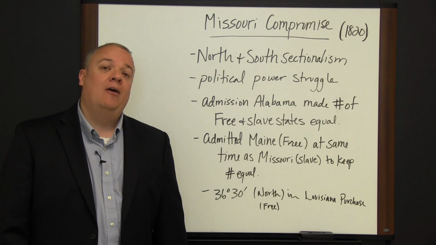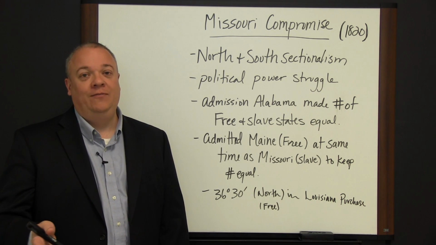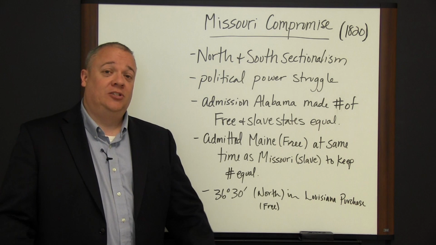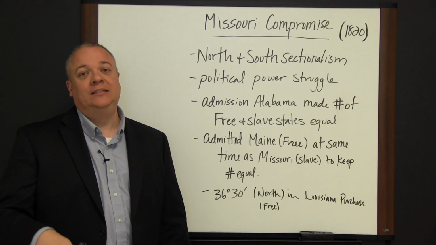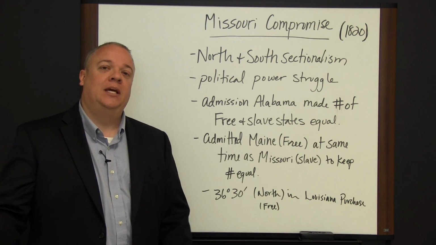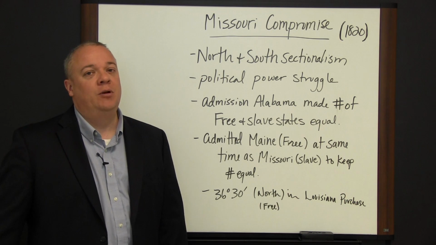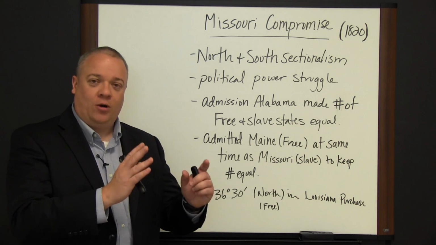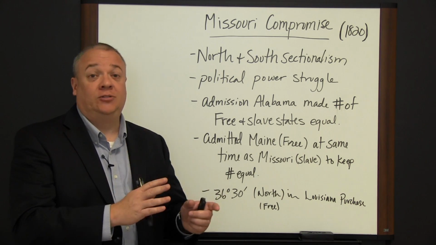And they also had to count those 3 out of every 5 for purposes of taxation. So that was the compromise. You get taxed on more of your population, but you also get representation from your population. So that solved sort of the situation in terms of the House of Representatives.